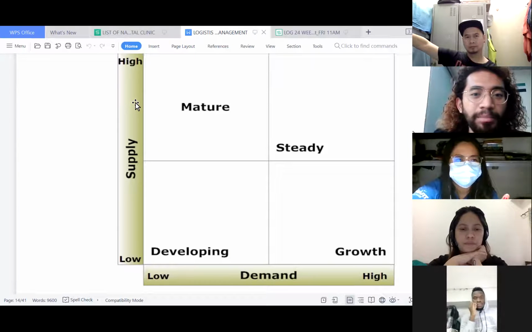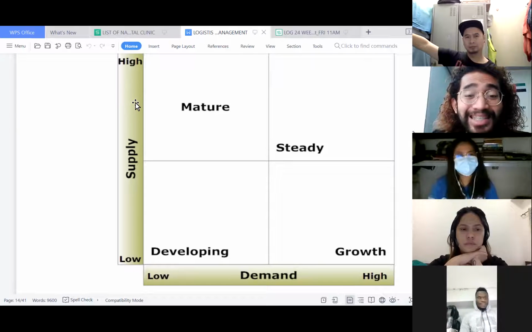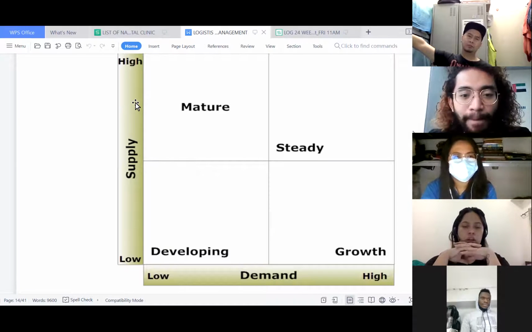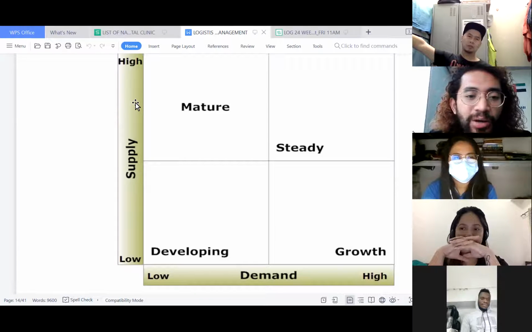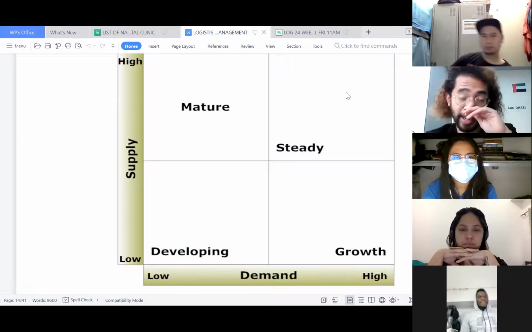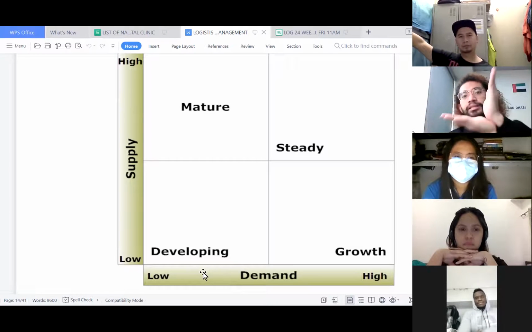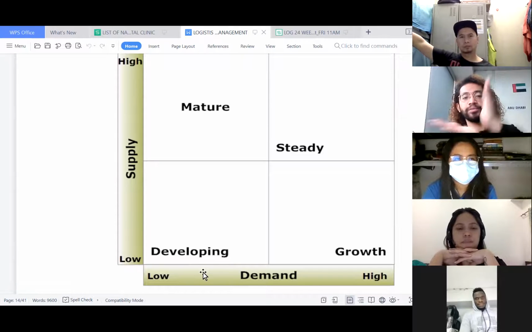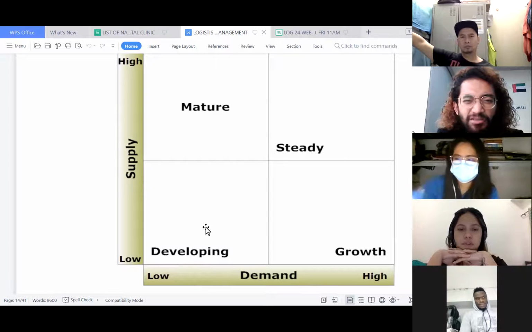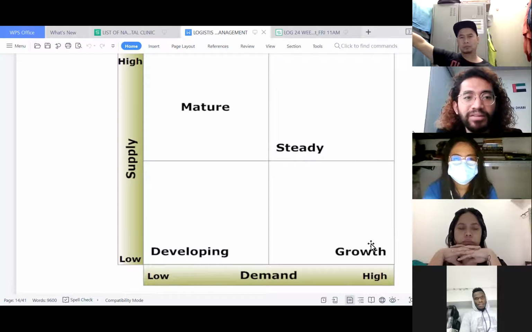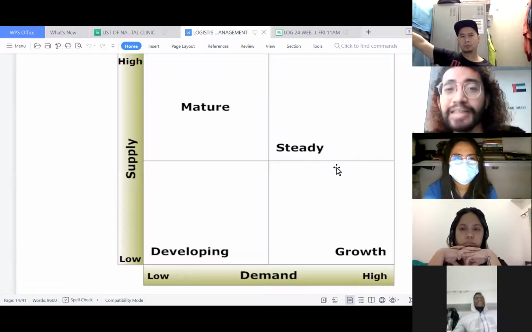All right. So there are 4 boxes there: mature, steady, developing, and growth. This is a diagram stating the status of your business. Say, for example, you have a low demand, so you would also have low supply. So it's developing. Are you getting it? The movement is always like that. Demand and supply. So low demand, low supply, it's developing. Now you have reached the high demand, and then you would also have high supply. What are these businesses? Vape. This is an example for a vape business.